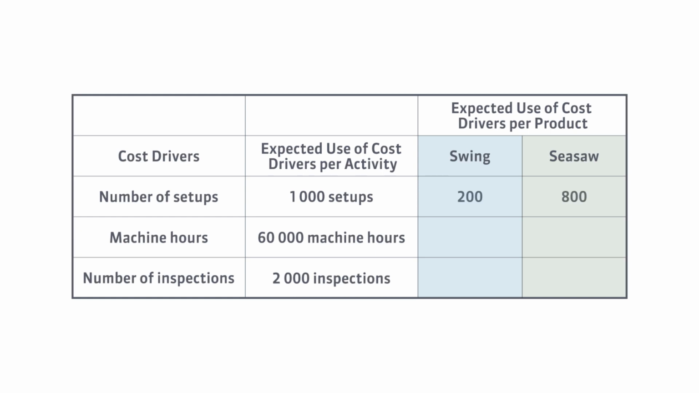Time for the last step. Now we need to know the expected use of cost drivers for each product. Usually, low-volume products require more setups and inspections. This also happens in our example. Look. As you can see, the number of machine setups, machine hours, and inspections are different for both products.